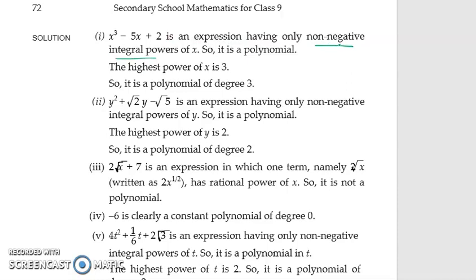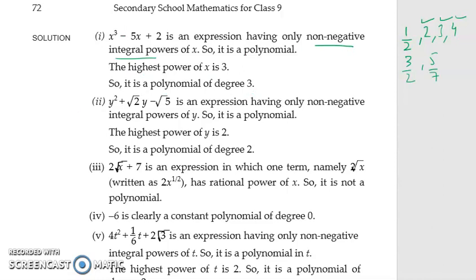Non-negative means it is not negative, and integral means, understand this word, it should not be a fraction or rational number. 1 by 2 is a rational number. If I write 2, 3, 4, these are also rational numbers, but they are integral, since the denominator is 1. But 1 by 2, 3 by 2, 5 by 7 are in p by q form and are not integral values. These 2, 3, 4 are integral values. So the highest power of x is 3, so it is a polynomial of degree 3.